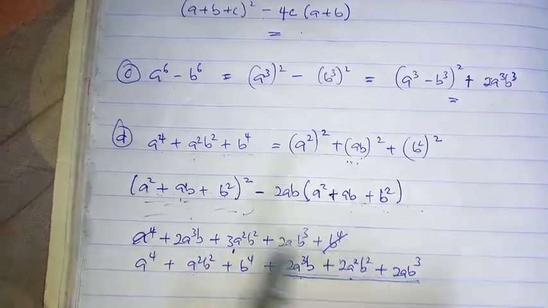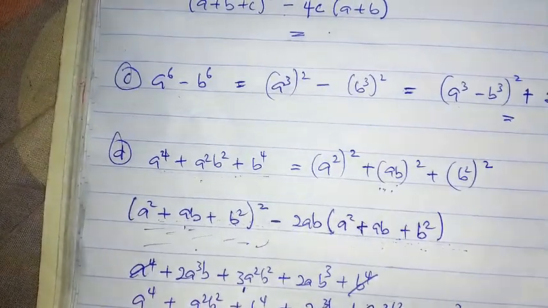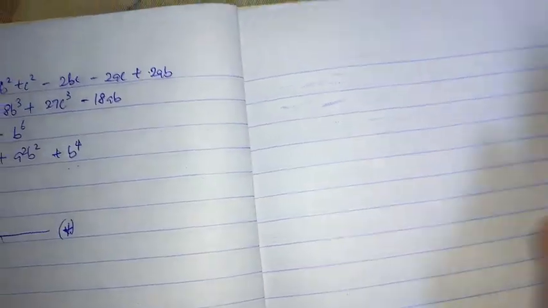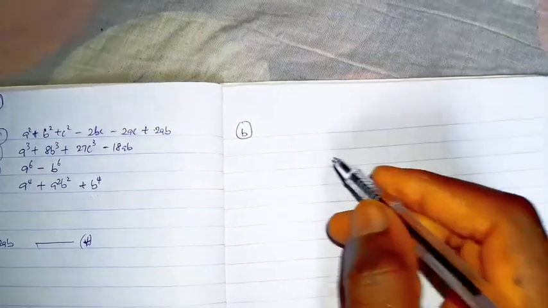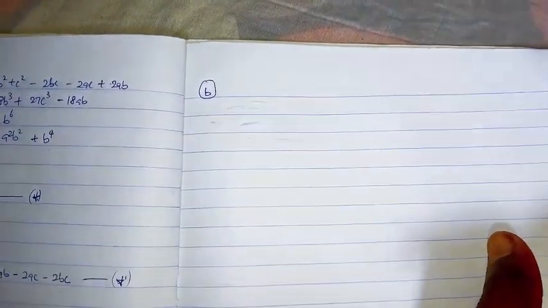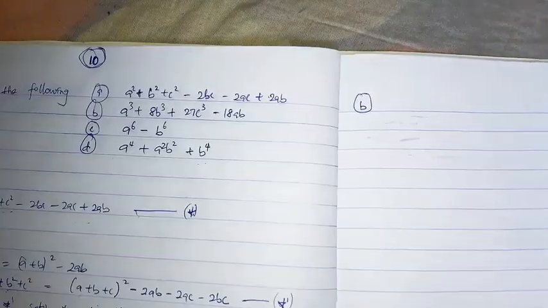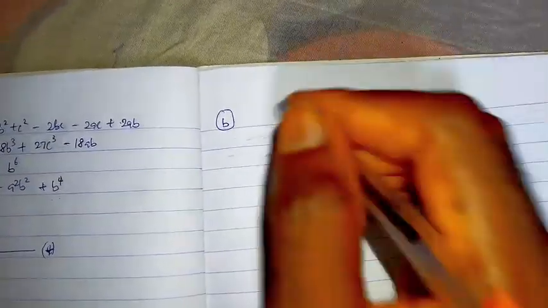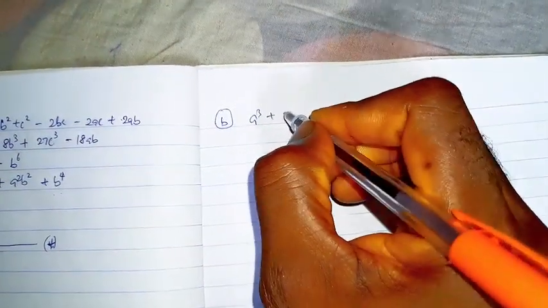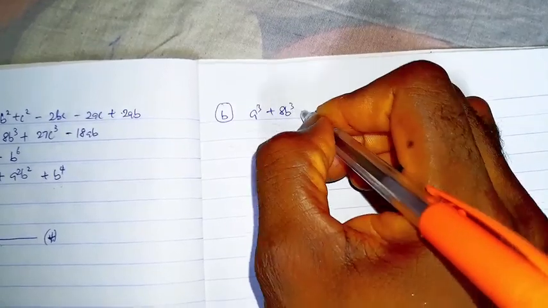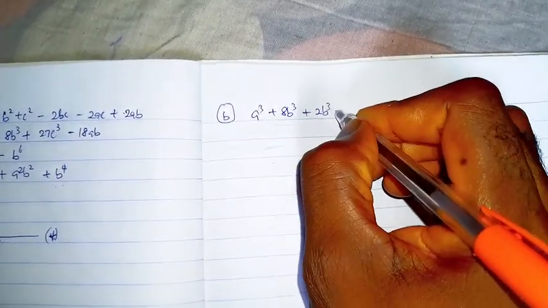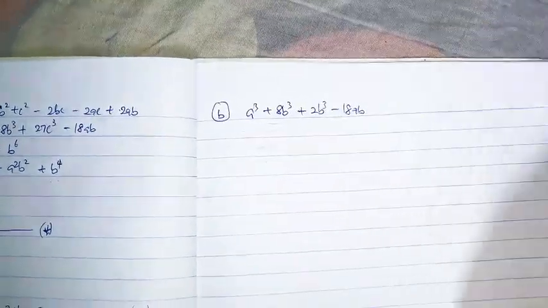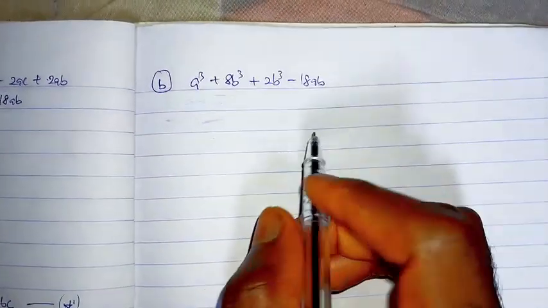That's what it means. Then finally, for B's question, B is actually the longest, because it's actually cube, and it took time for me to also come forth with the solution, which is not complete. Why? Because of what I'm going to be telling you very soon. B's question says what? A raised to power 3 plus 8b raised to power 3 plus 27b raised to power 3, then minus 18ab. That's B's question.